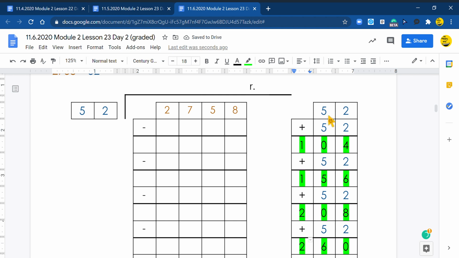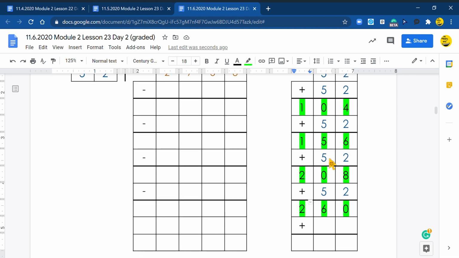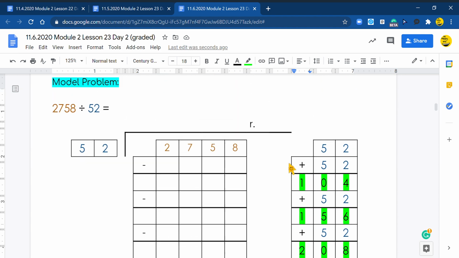So let me quick review it. 52 times 1 is 52. 52 times 2 is 104. 52 times 3 is 156. 52 times 4 is 208. And 52 times 5 is 260. Now we see our multiples.